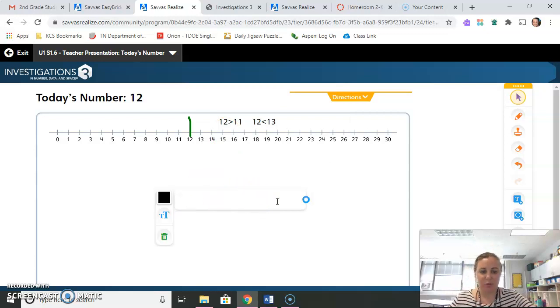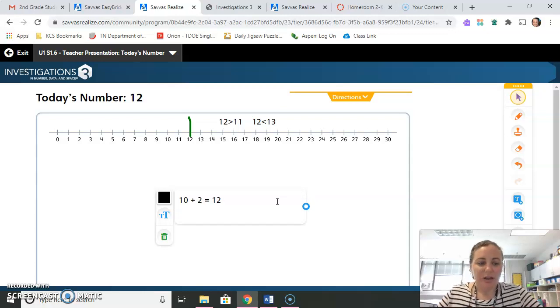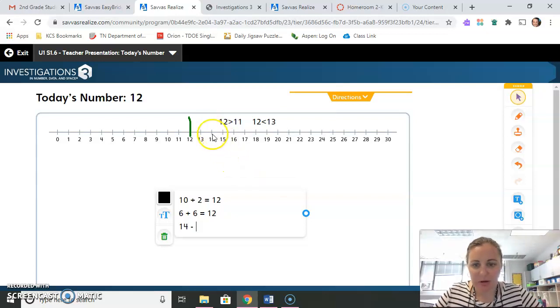All right, so let's think about 12. I know that 10 plus 2 equals 12. Are there doubles that equal 12? Absolutely. 6 plus 6 equals 12. What about some subtraction? That one's a little hard. What if I started with 14? What would I need to take away to equal 12? So let's think up here on our number line. 14, 13, 12. How many hops? Great. 14 minus 2 equals 12. Good job.